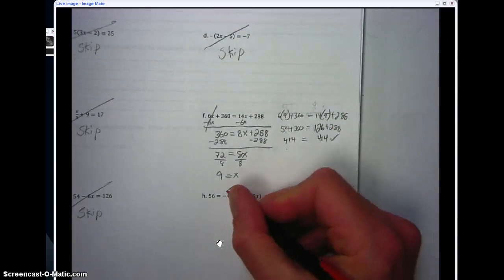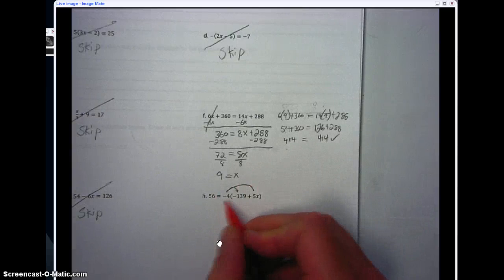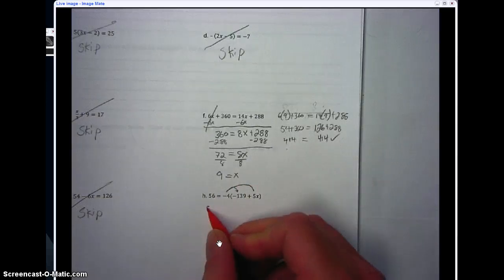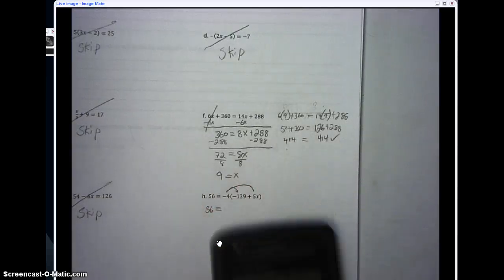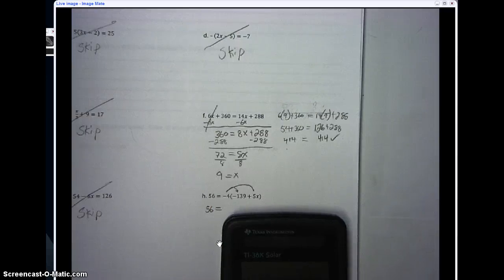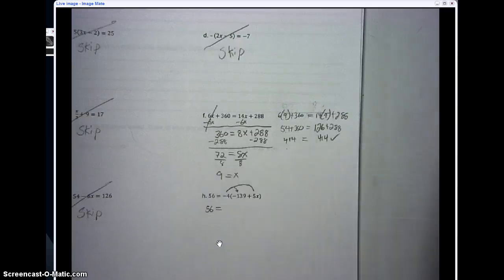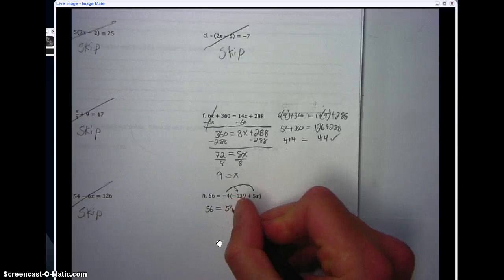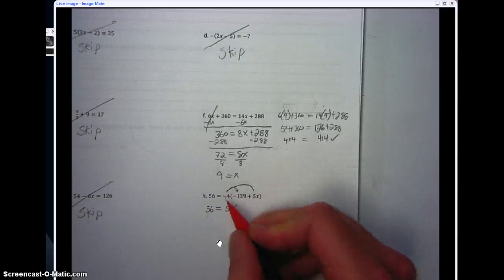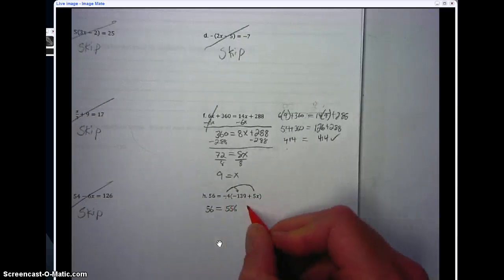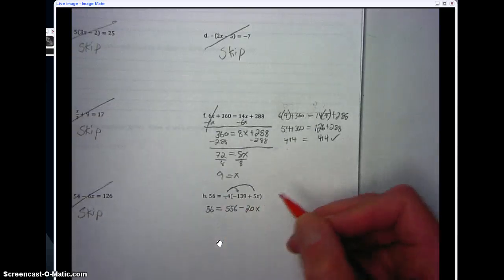All I want you to do is recognize that you're distributing a negative here. So you end up with 556 equals 4 times 139, 556. That times that. And a negative times a negative is a positive. And 4 times 5 is 20x, but that's a negative, and that's a positive, so it's a negative.